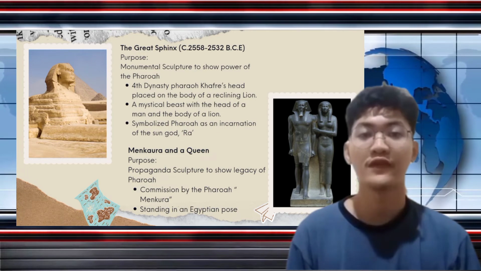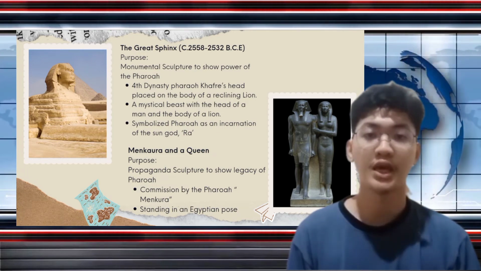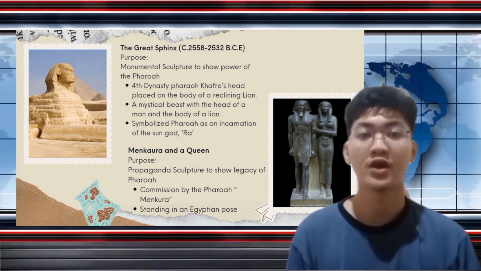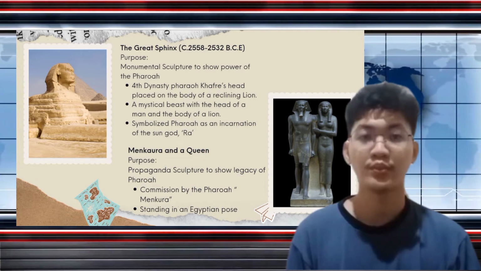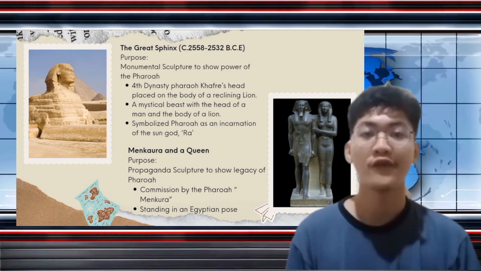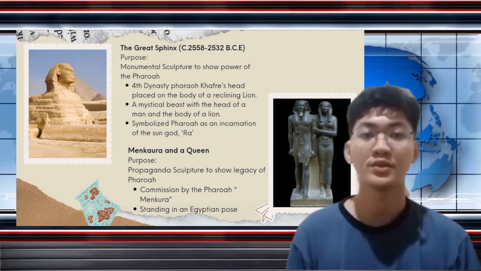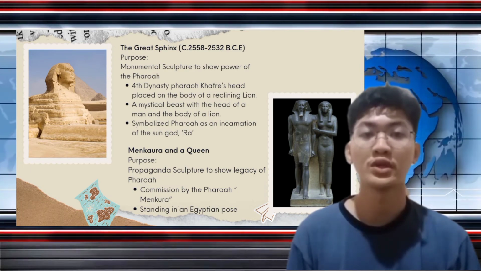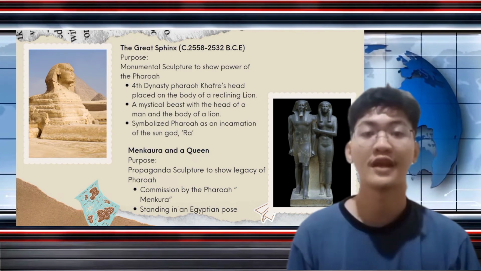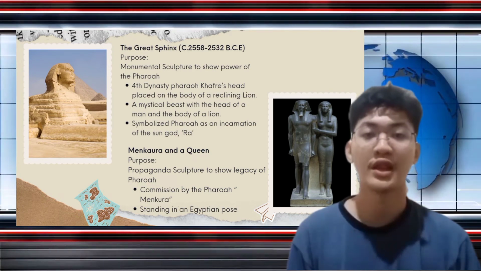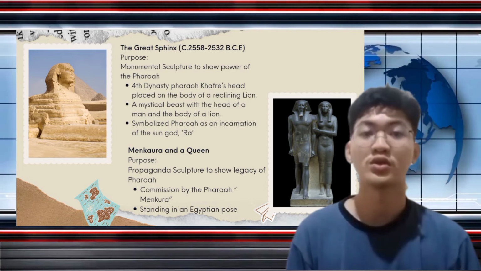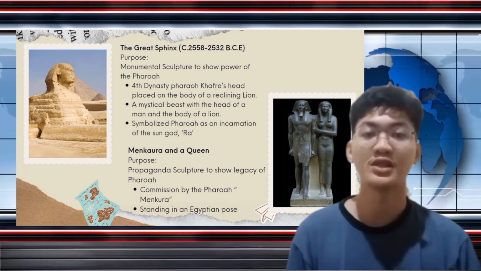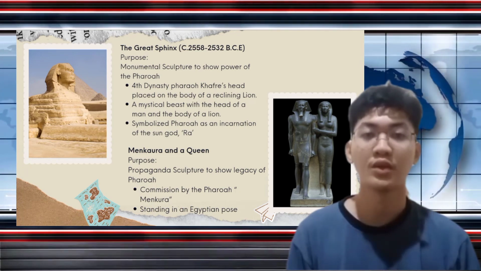Menkaure and the Queen is from 2500 BCE. Material used was graywacke. Its type is high relief carved. Purpose: propaganda sculpture to show the legacy of the pharaoh. Many burial tombs had statues honoring pharaohs. The pharaoh would actually commission somebody to sculpt and create life-size statues to continue their legacy. This sculpture was commissioned by the pharaoh Menkaure, in which he is standing in a stiff Egyptian pose, blocky, motionless, with one foot forward.